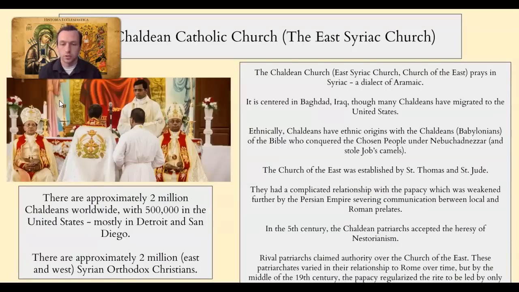But these patriarchates varied in which ones were or weren't in communion with Rome over the medieval period. There was interest in restoring communion with Rome in the late medieval period. And in the middle of the 19th century, the papacy was able to regularize the right to be led by only one patriarch. And finally, the Chaldean church was firmly in communion with Rome beginning in the 19th century. There are approximately 2 million Chaldeans worldwide, with 500,000 in the United States, as I said, mostly in Detroit and San Diego.